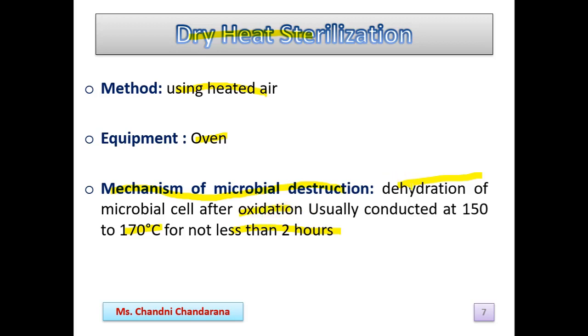After that there will be a dehydration of the microbial cell, and in this process we apply the substance in the hot air oven at 150 to 170 degrees centigrade, which we have to maintain, and the minimum time we require is 2 hours. So this is the specification for dry heat sterilization.